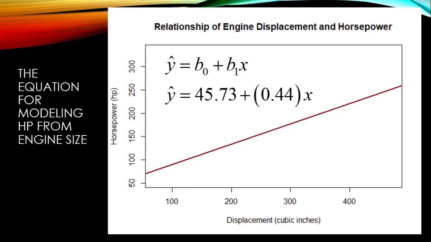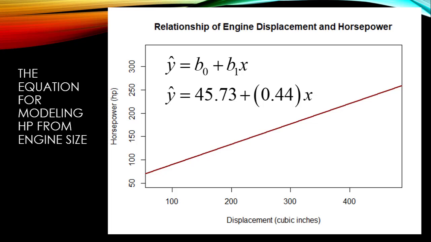Looking back at our linear regression equation and the picture of that equation in the form of a line, we are reminded that the slope is 0.44. This means that for every increase of 1 cubic inch in engine size, we expect an increase of 0.44 horsepower.